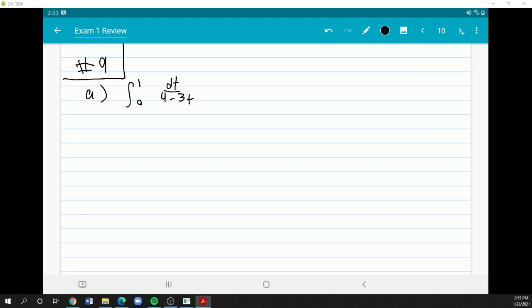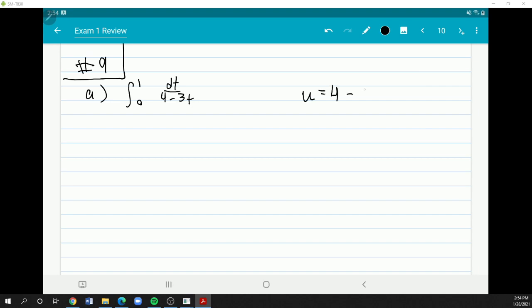All right, number 9. So this one is asking us to take some more integrals. No, actually, this is our first integral. So we're taking some integrals, and we're starting with the integral from 0 to 1 of dt over 4 minus 3t. So I look at this and I say I have like 1 over t is kind of what it looks like. And so that's making me think this is probably a natural log. So I'm going to try to make it 1 over t.